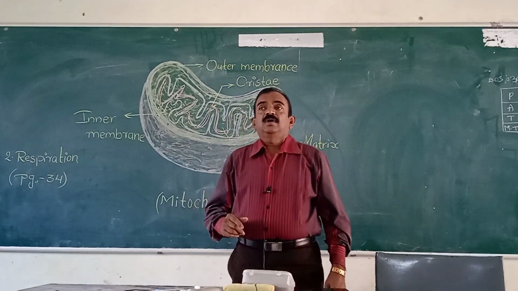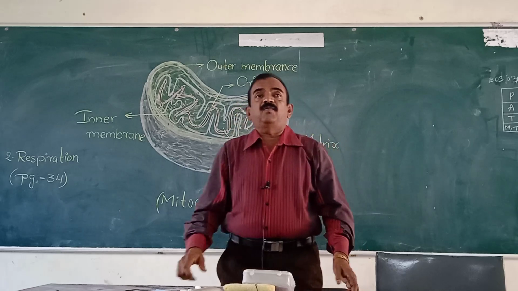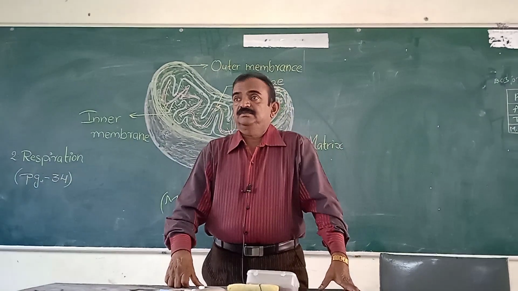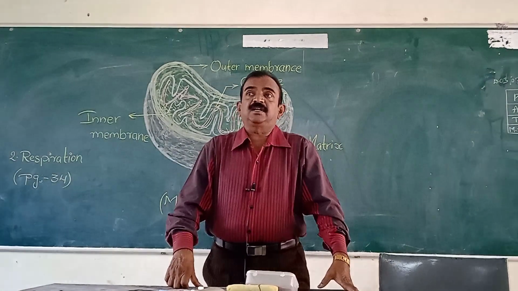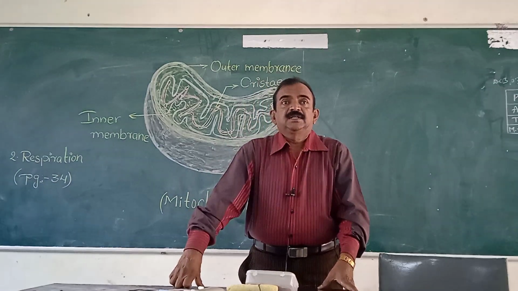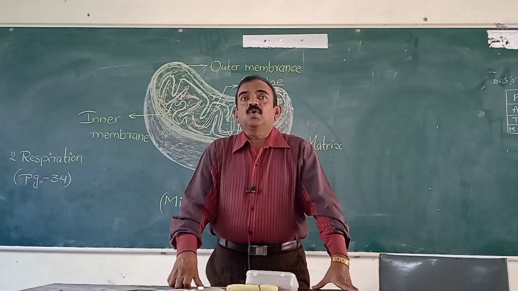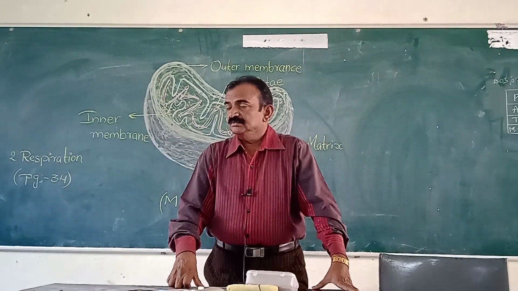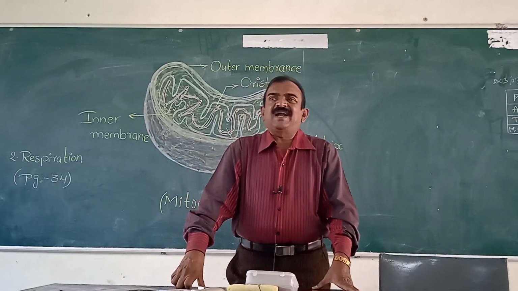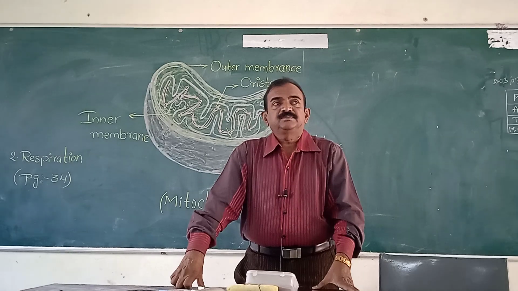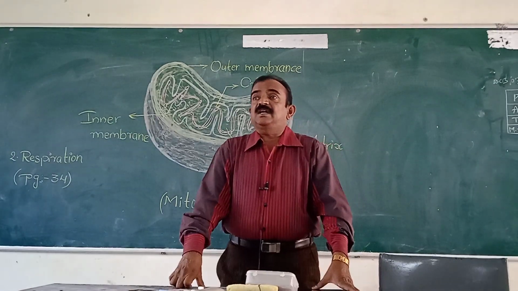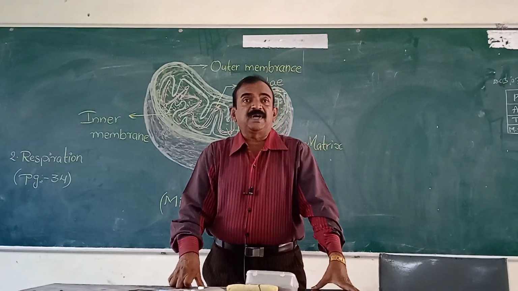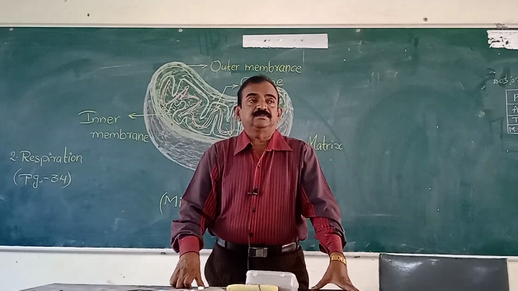You know, living organisms perform what? Respiration. Particularly cellular respiration, page number 33. There you see glucose molecules are present in the cell, both in plant cell, animal cell and bacteria. And here cellular respiration takes place in cytoplasm as well as in mitochondria.